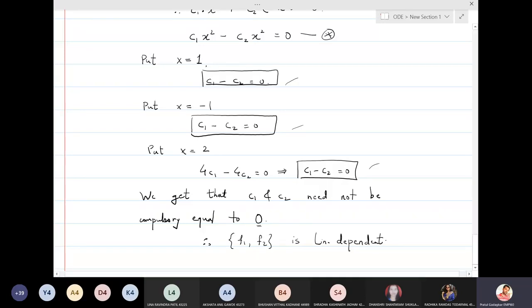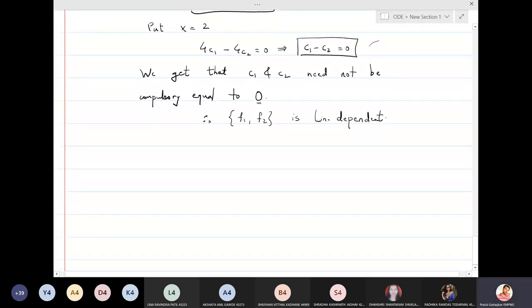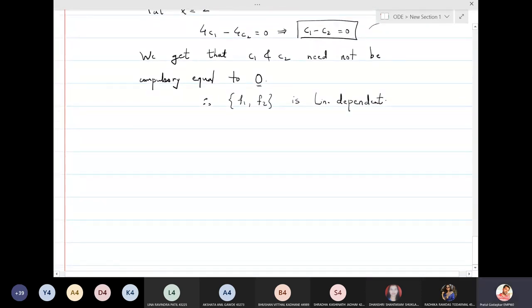So C1, C2 equal to 3 would also work, since 3 minus 3 is also 0. No, but the definition says that C1 and C2 must be equal to 0. That is not coming out as a conclusion over here. So this means that F1 and F2, that is x and x square, form a linearly dependent set. Okay. I hope this is understood. Let us take one more example now.